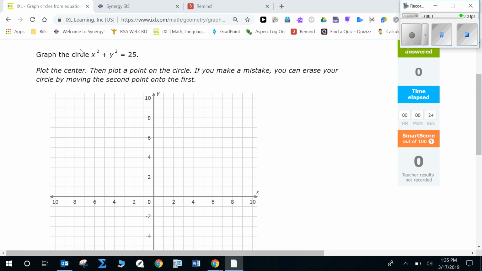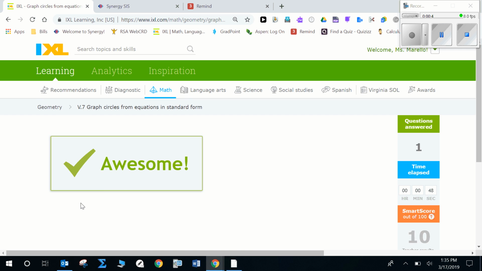If I'm looking at this equation right here, the first thing I need is a center, and since this is x squared plus y squared, my center is going to be 0, 0. So you plot your point right there. Now you ask yourself for your radius. Since r squared is 25, the radius has to be the square root of that, which is 5. I'm going to count out 5, make another point, and there's your circle.